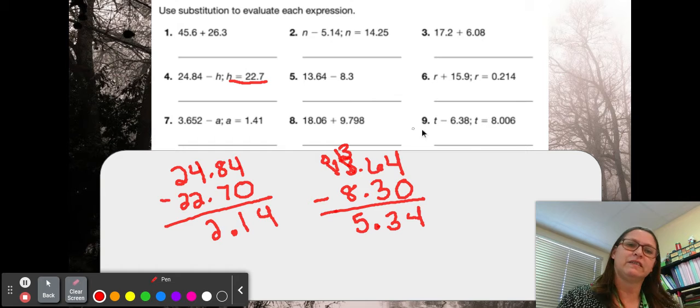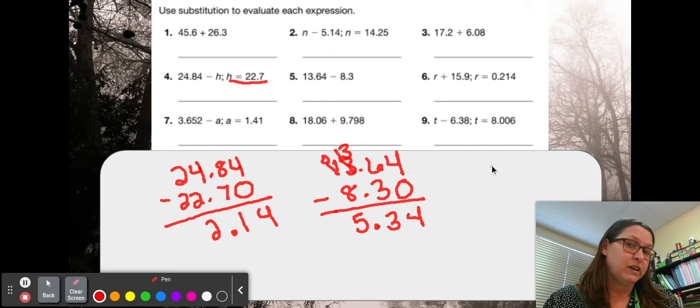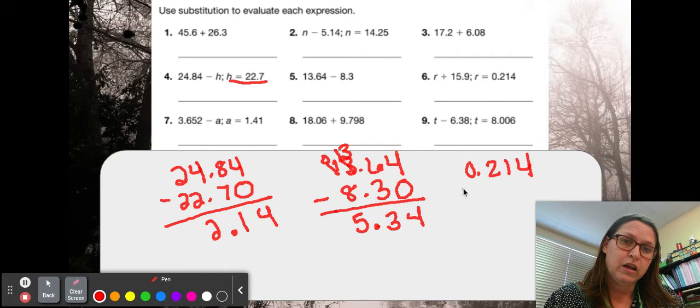Let's do number 6. R plus 15.9 when R equals 0.214. So I'm going to put 0.214 plus 15.9.